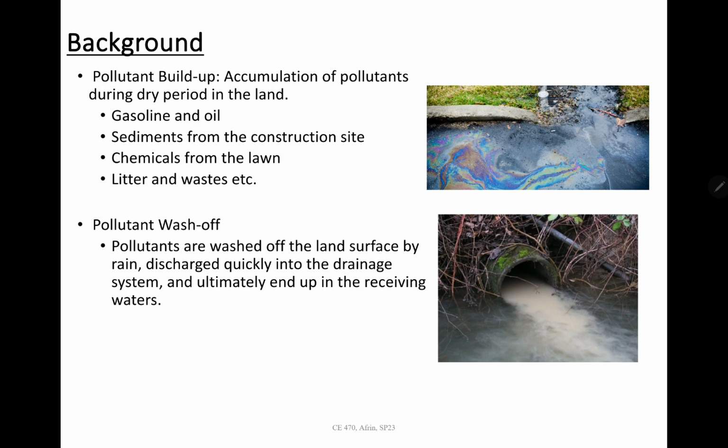When the pollutants get washed off, they usually discharge quickly into the drainage system, and ultimately they end up in the receiving water or the natural stream. That is why it is very important that we find out the total amount of pollutant, so that it will not affect the natural stream. That's what we need to do.